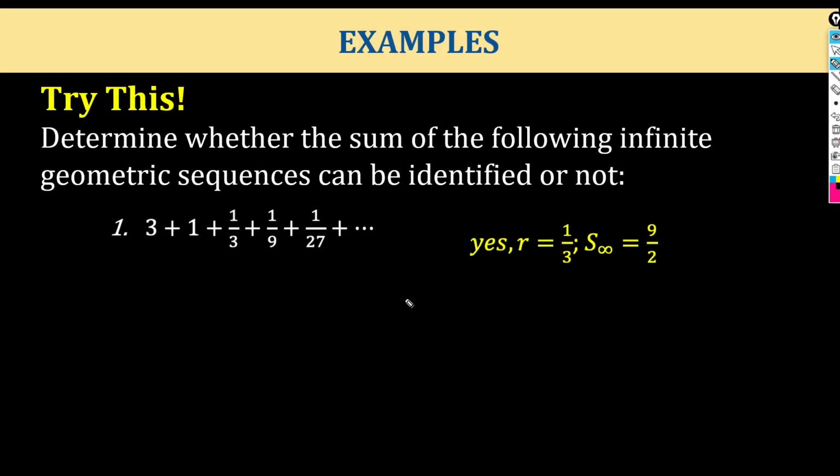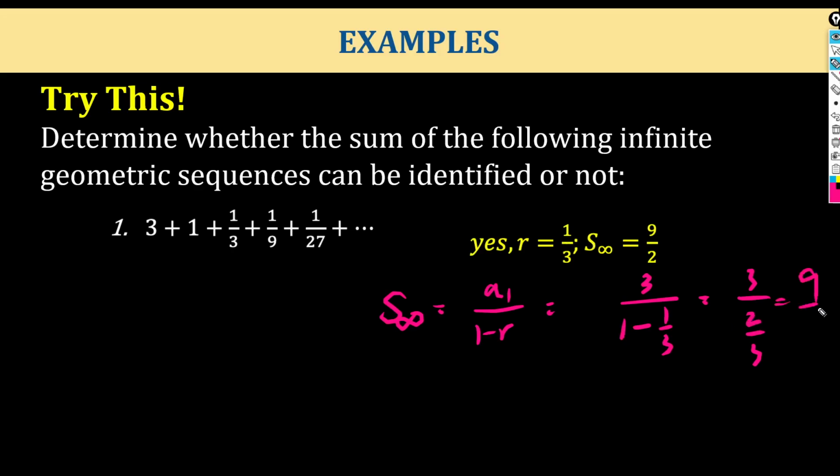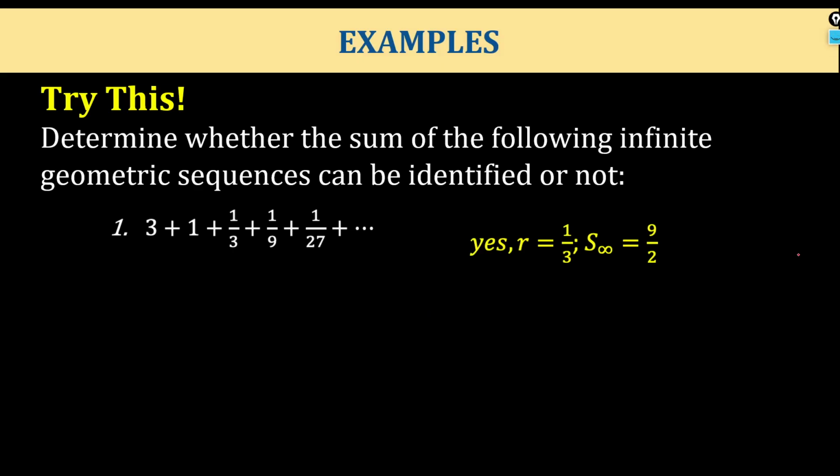Sabi natin, the sum to infinity is equal to a sub 1 over 1 minus r. What's the first term here? 3 over 1 minus, ano yung r natin kanina? 1/3. Oh, that will be what? 3 over 2/3. Diba? So what will that be? 9 over 2. Oh, diba? An infinite number of terms but a finite sum. Diba? So, elegant. Yan yung ating paradox in math. Paradox also in logic. But it works. How about this one? Yes, no?